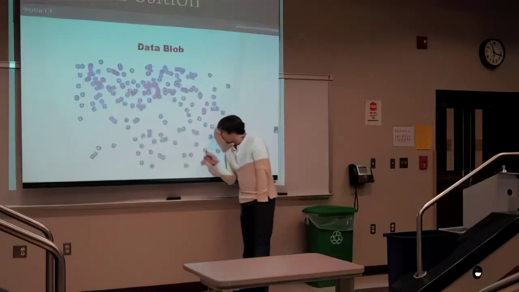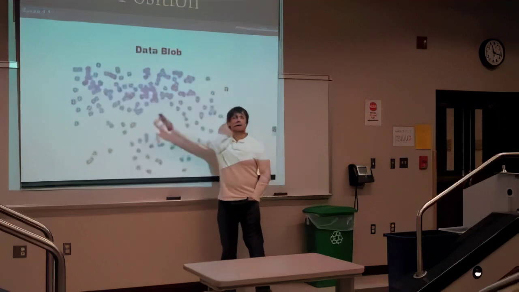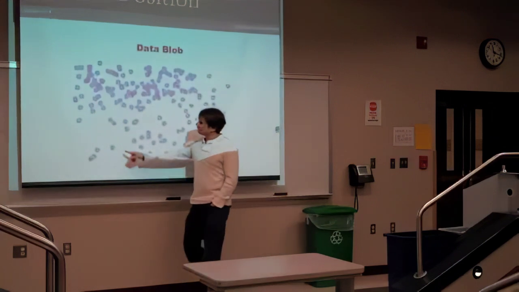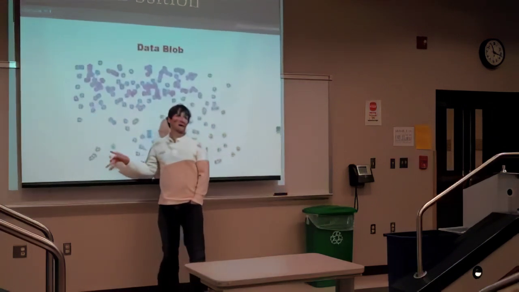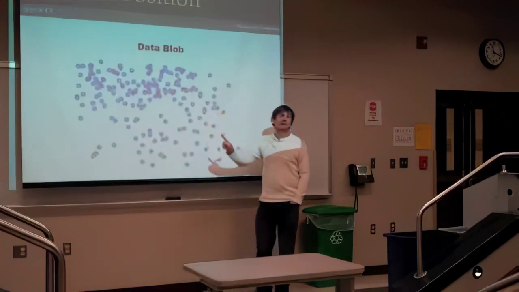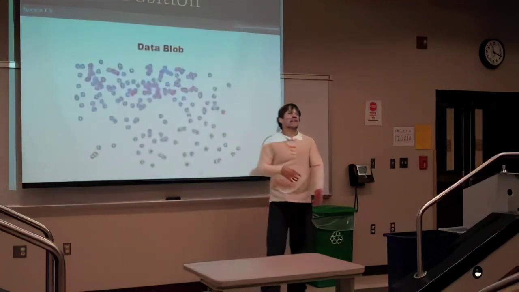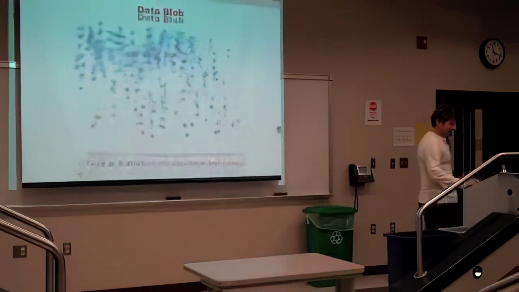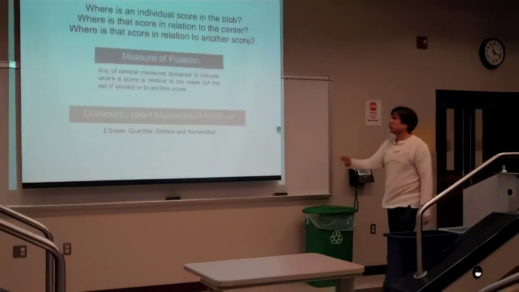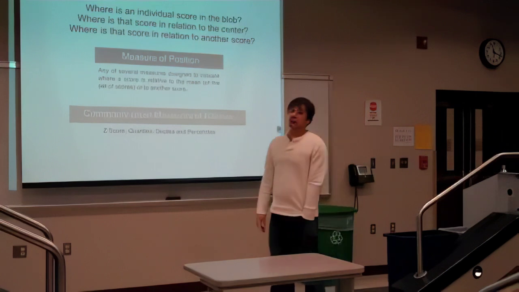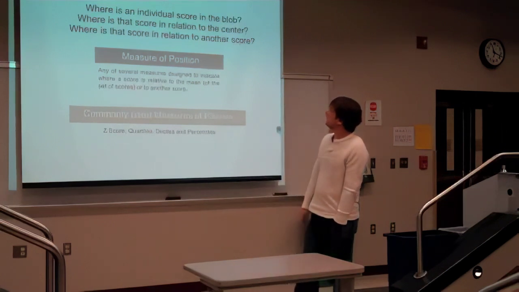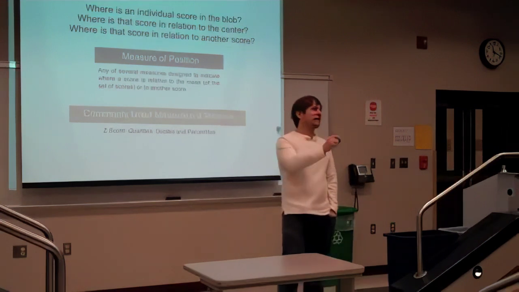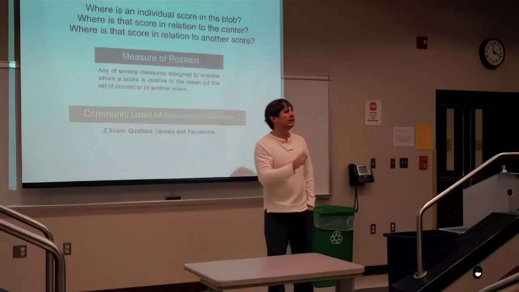where is this piece of the blob relative to the rest of the blob? Or where is this piece relative to this piece? Or where is this relative to the center? So basically, where are things within the blob or relative to the center of the blob? So just like before, we're going to ask, where is an individual score in the blob? Where is a score in relation to its center? And where is a score in relation to another score? So these are measures that are designed to give us an indication of where something is within the data block.